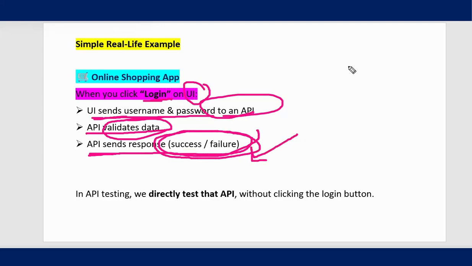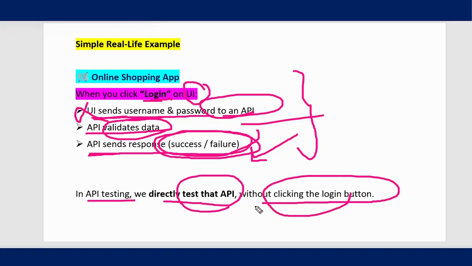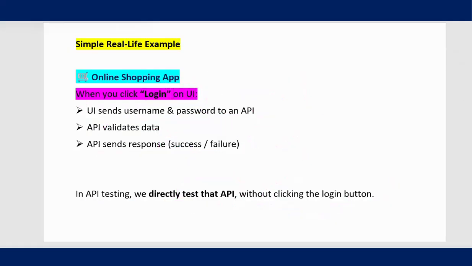Though I have already explained this on the previous slide, same kind of concept, that everything will be validated by the API. In API testing, we directly test that API without clicking the login button. If the UI is not available, we will directly check the APIs and validate through the responses. So let's go to the next slide now.